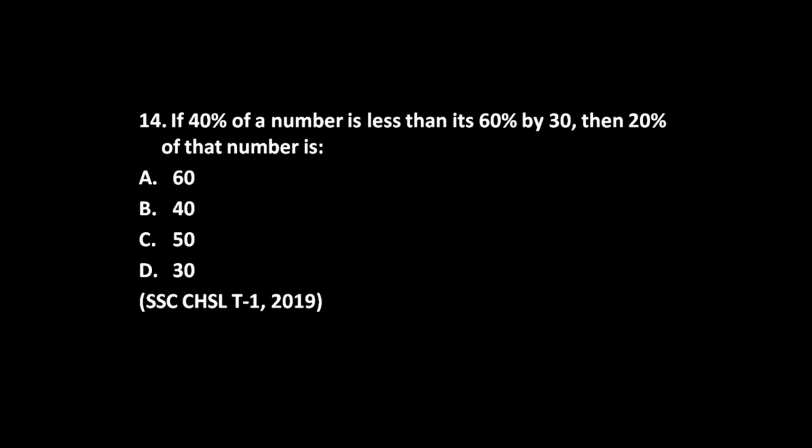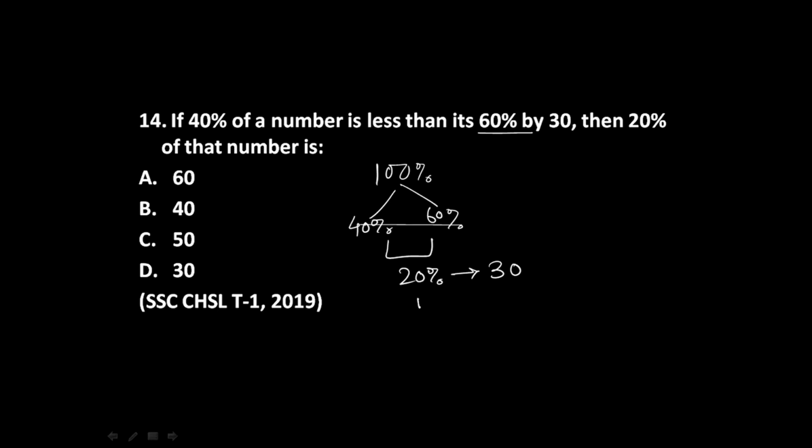Next is, if 40% of a number is less than its 60% by 30, then 20% of the number is? So how can this kind of problem be solved? We have to assume the total number as 100%. So when you get the 40% and 60%, what is the difference of percentage between these? 20%. This 20% is equivalent to 30. So 1% is equivalent to 1.5. The question is 20% of the number, so it is 30.